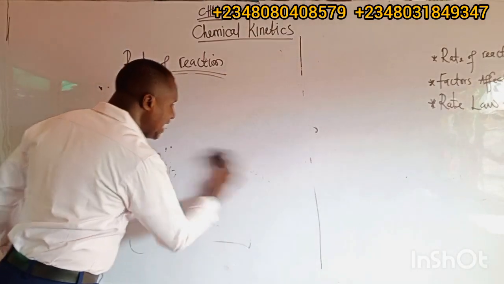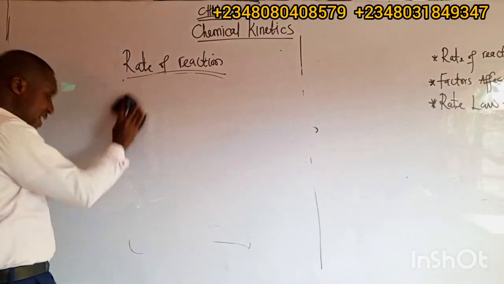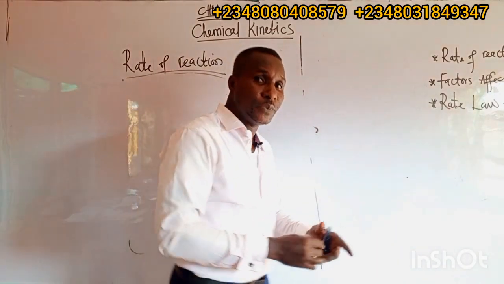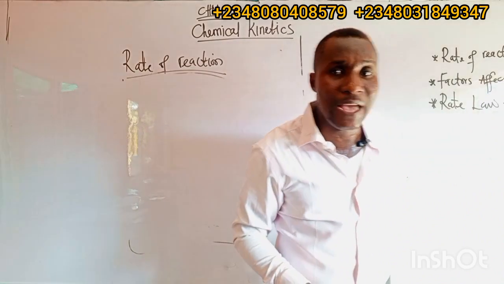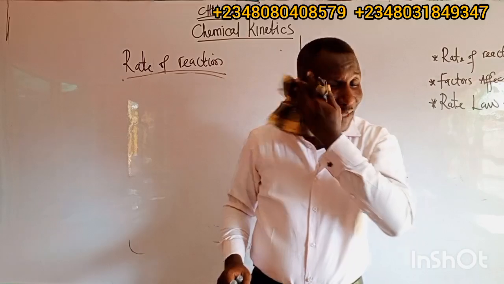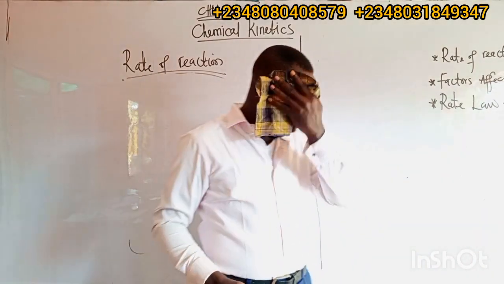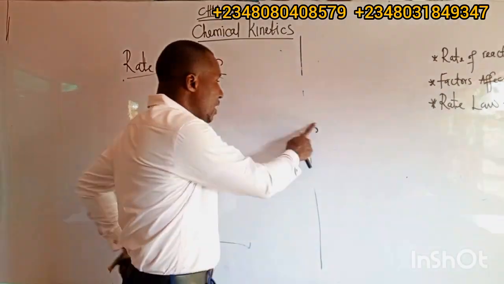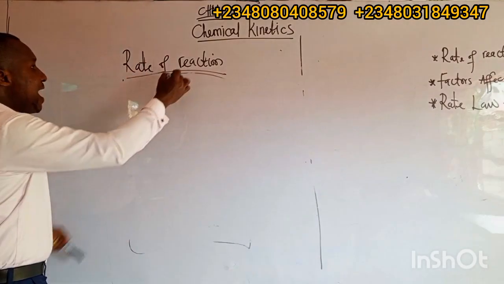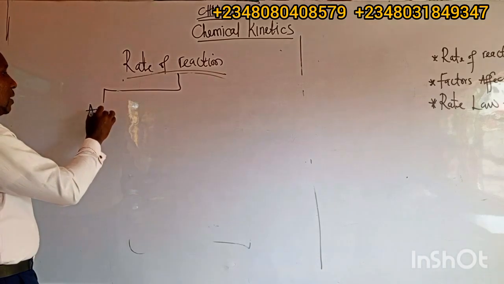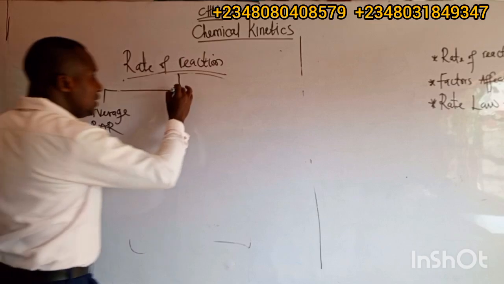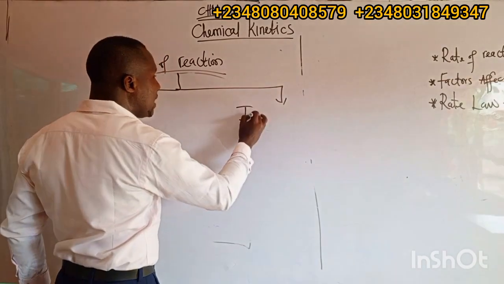Then, how do we measure rate of chemical reaction? Rate of chemical reaction can be measured in two ways. The first one is average rate of reaction. And the second one is instantaneous.